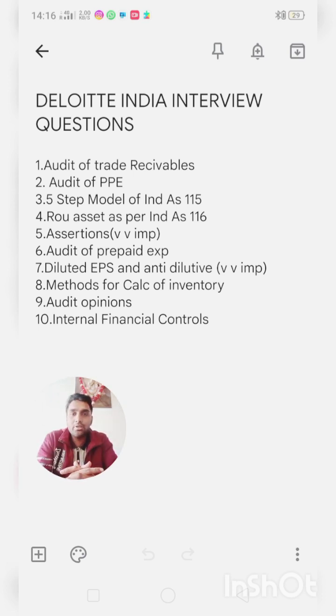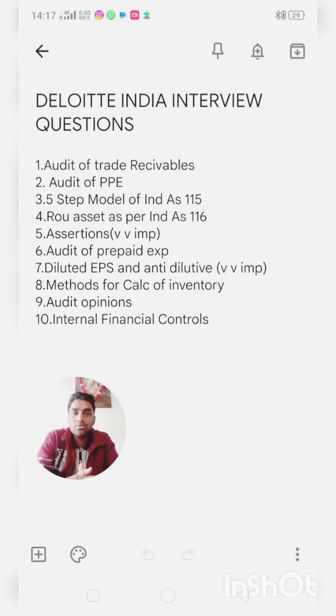There are basically going to be 2 or 3 rounds, depending on whether you are appearing on campus or off campus. Accordingly, they are going to schedule the rounds. In the first round, as you can see on my screen, they are going to ask technical questions, focusing firstly on these areas.